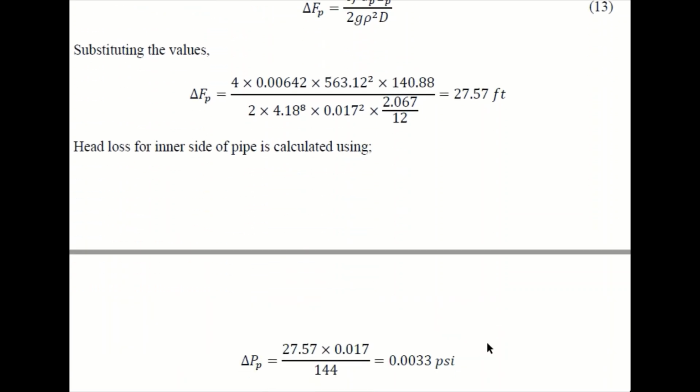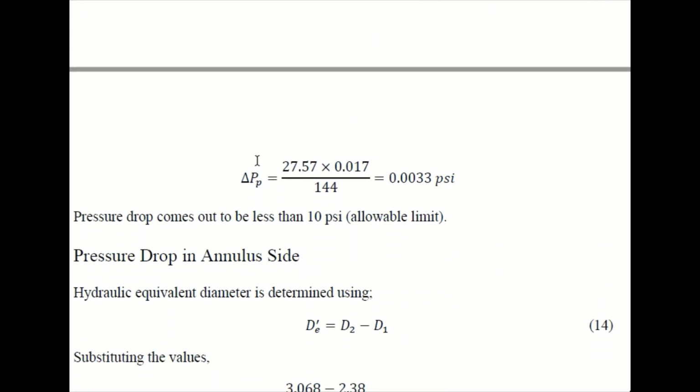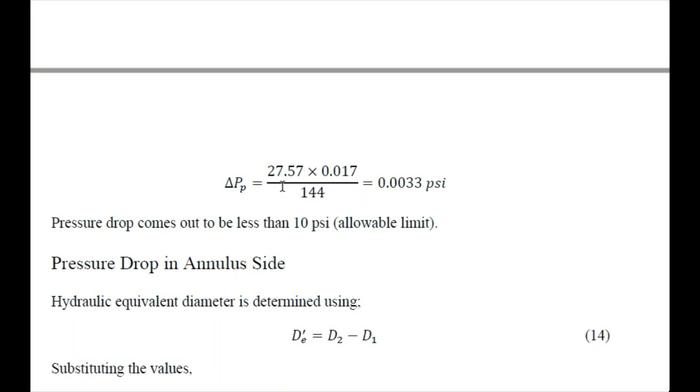So for pressure drop we need to multiply the head loss with the density, and then there is a unit conversion from feet square into inch square. That's why we divided it by 144. So it becomes pressure drop in pounds per square inch. There is a limit of 10 psi that is allowable. So our pressure drop is quite less than the allowable limit.